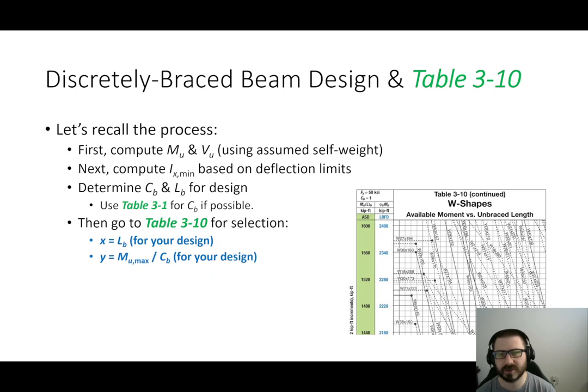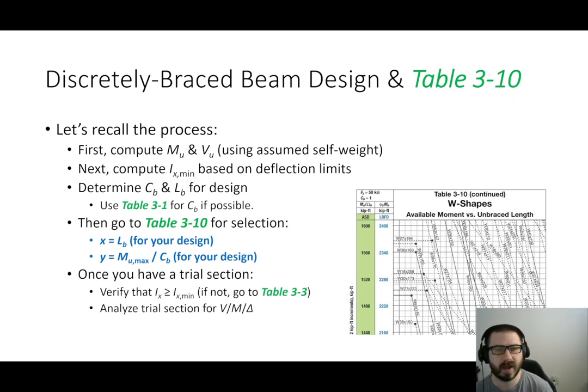And then what we do is we go to table 3-10. We go in on the x-axis with our unbraced length, and on the y-axis with our Mu max divided by CB. So we divide out the effective CB for our problem so that we can go into table 3-10, because as you'll recall, table 3-10 just charts out the capacity assuming CB is 1. And then that will give us a trial section. And make sure that for that section the moment of inertia is big enough. If the moment of inertia isn't big enough, ignore all this and just select a section based off table 3-3. But if the moment of inertia is big enough, analyze the section and verify that it has adequate shear and moment capacity and that it meets deflection requirements.